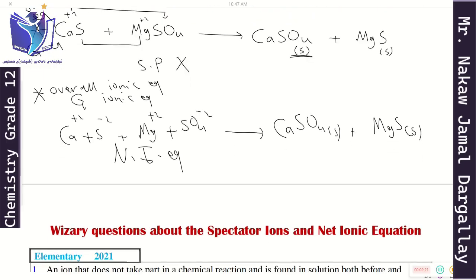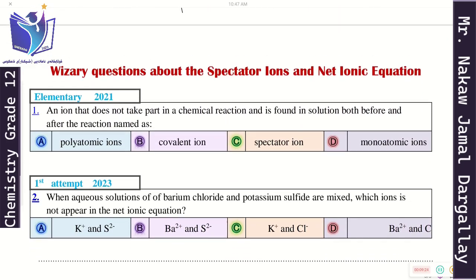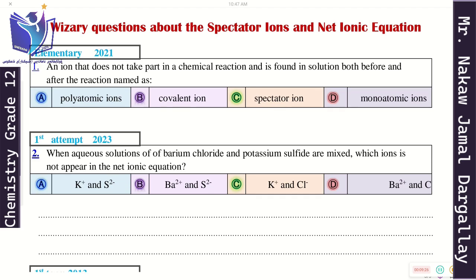Let us solve some exercises. First question: the definition of the spectator ion is an ion that does not take part in a chemical reaction and is found in solution both before and after the reaction. Name it as. This is the definition of the spectator ion.